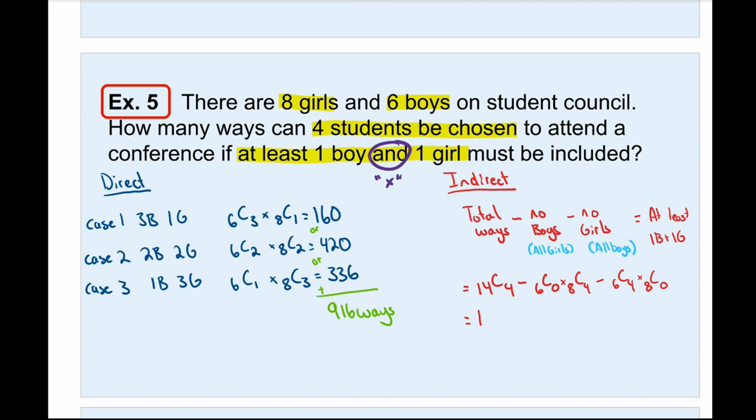So when I go through and calculate this, I should find there are 1,001 total ways, minus 70 ways for all girls, minus 15 ways for all boys, and in the end I get 916 ways. So regardless of how I look at this, whether it's direct or indirect, I should still end up with the same answer.